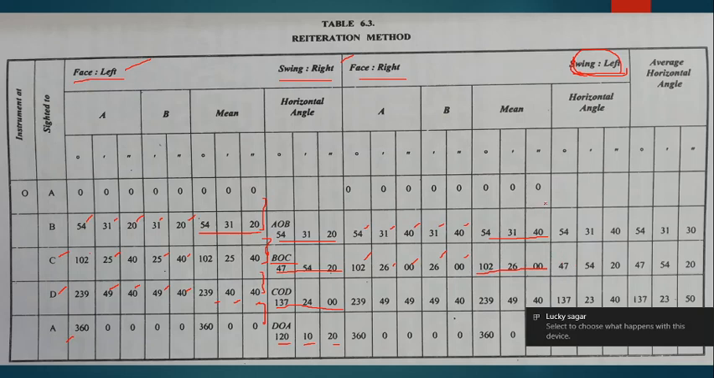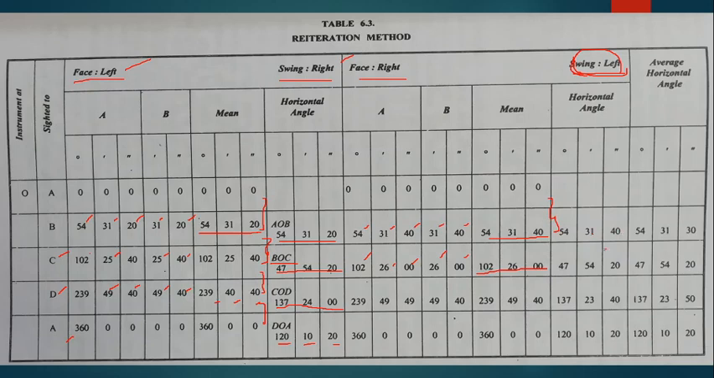Now, angle AOB is the difference of these two, that is 54 degrees 31 minutes and 40 seconds. But angle BOC is the difference of this 102 and 54, that will be 47 minutes 54 and 20 seconds. Now again we'll go back to the diagram.